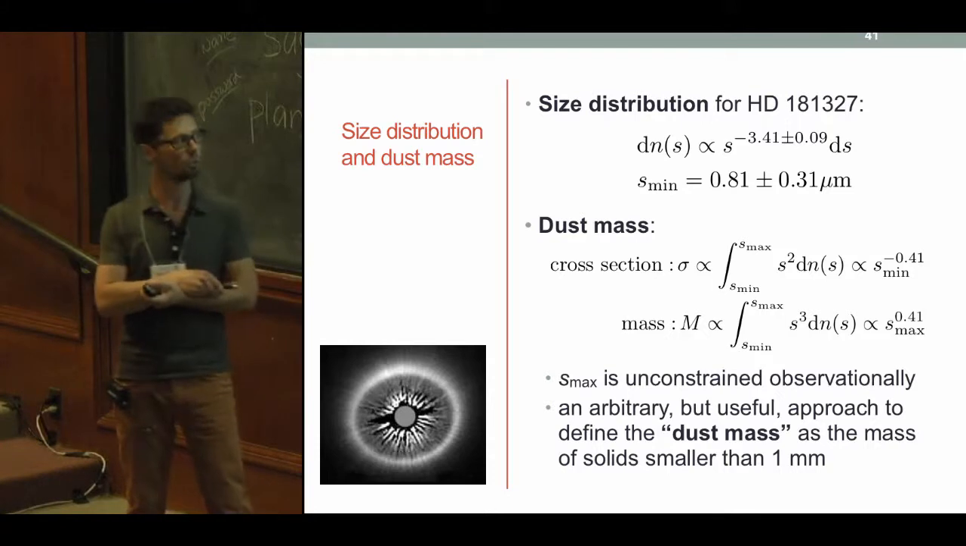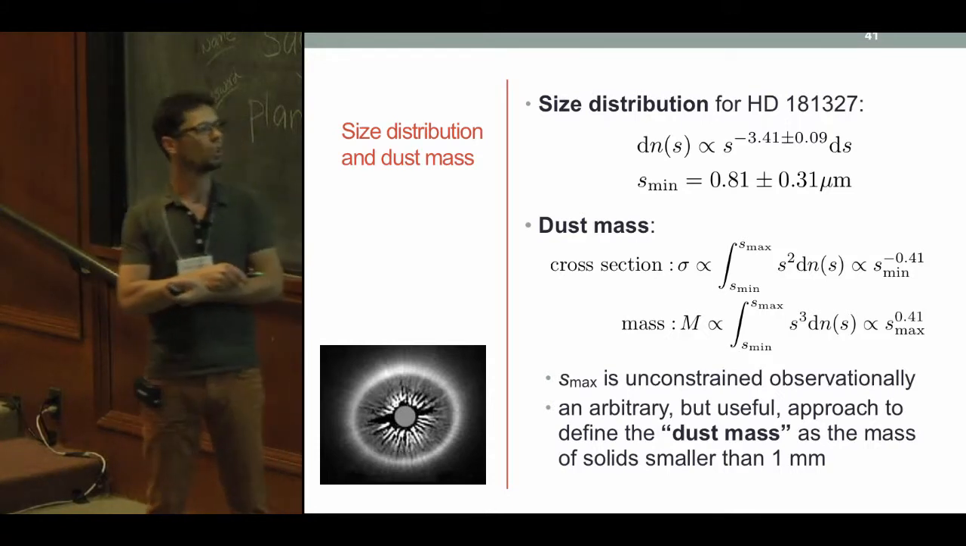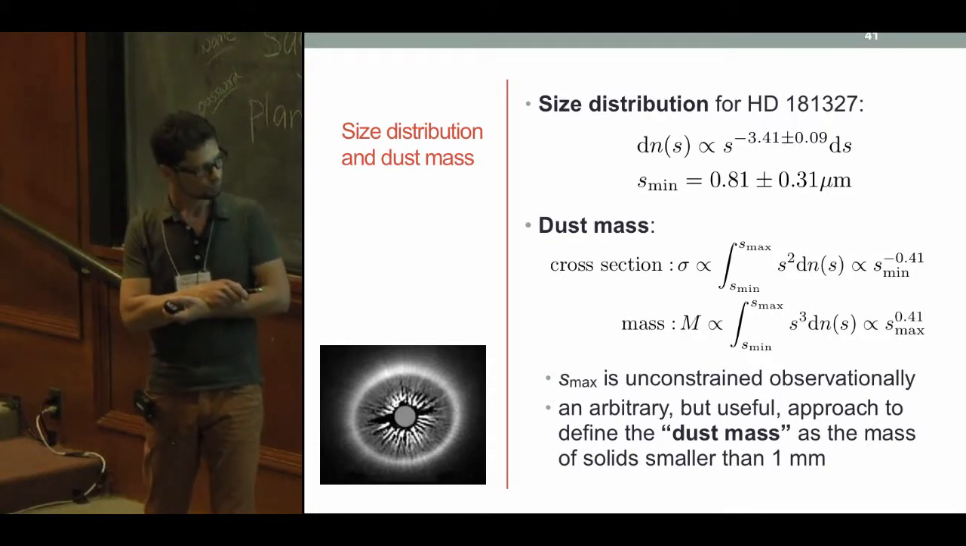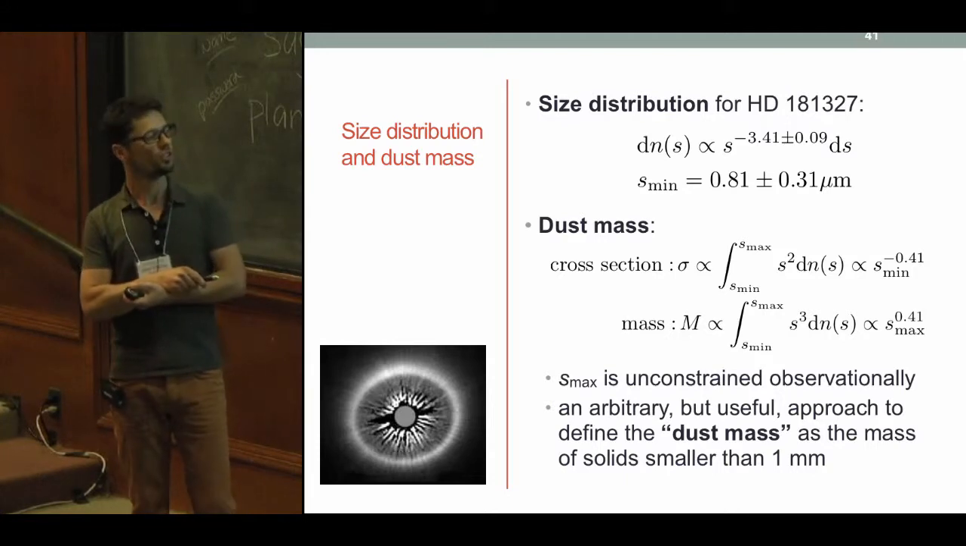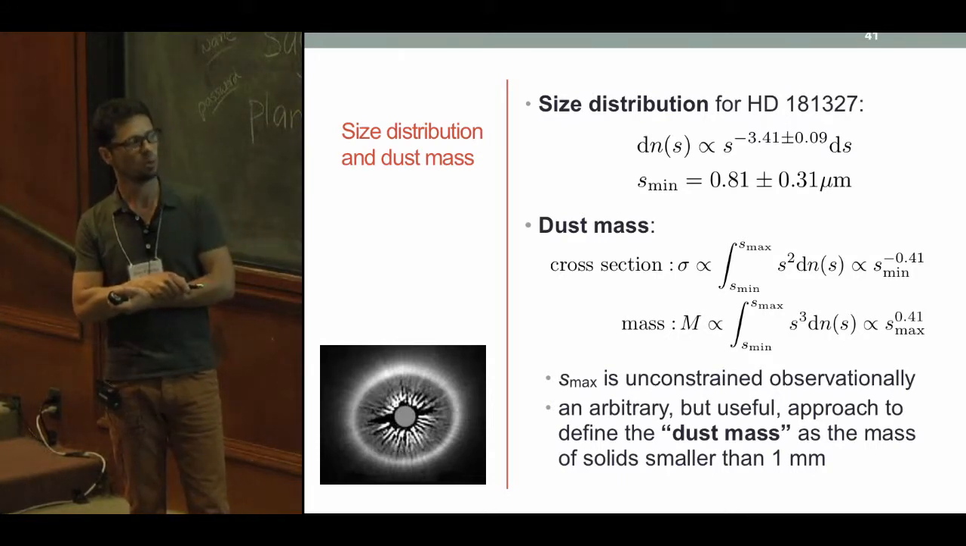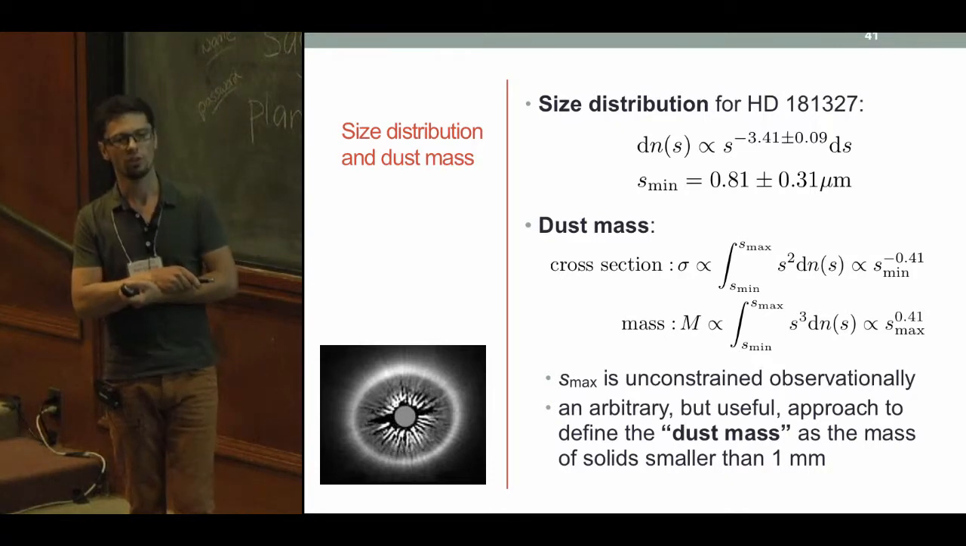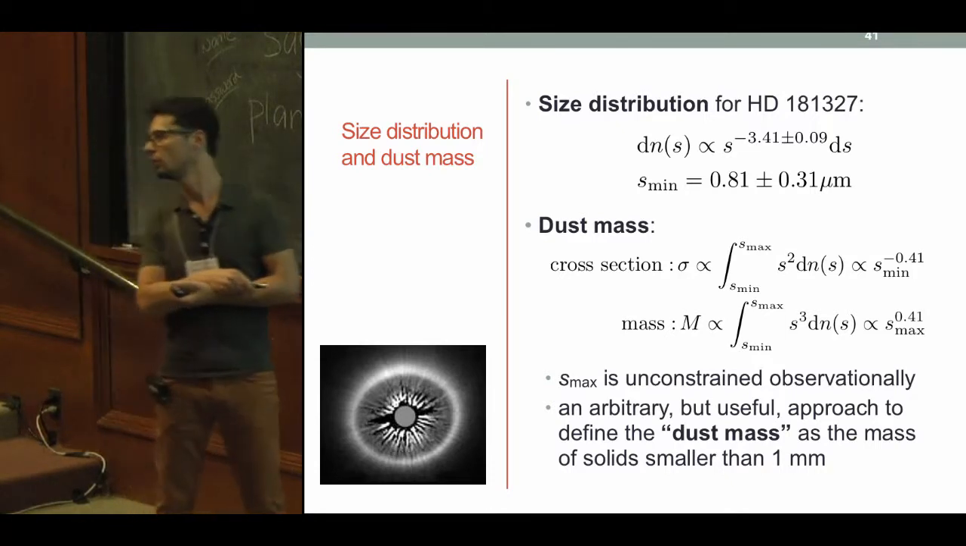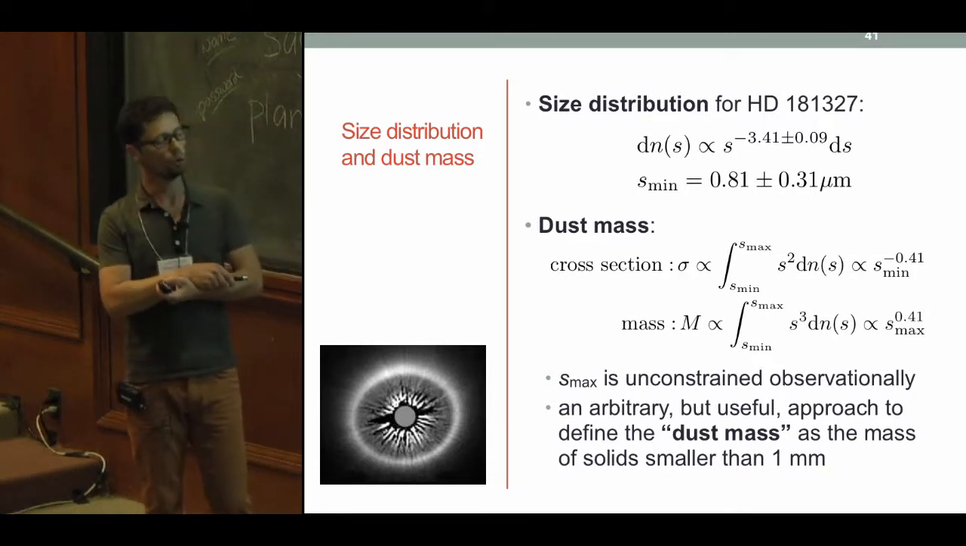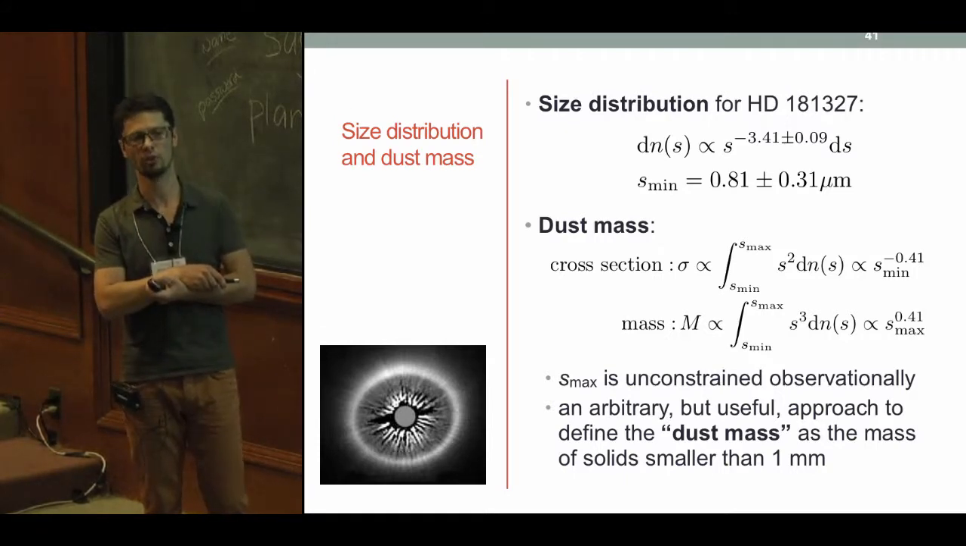Which also means that a grain size for the mass is something completely arbitrary in any papers that you may see, in principle, unless you use an arbitrary approach, which is here defined as any grains smaller than 1 millimeter being defined as the dust mass for your system. So take care when you see masses in papers. It is important to know up to which maximum grain size it has been calculated if you want to compare this mass with the mass in another paper.